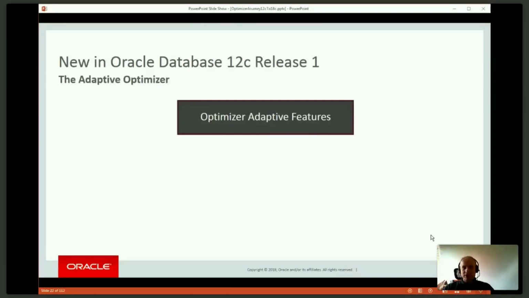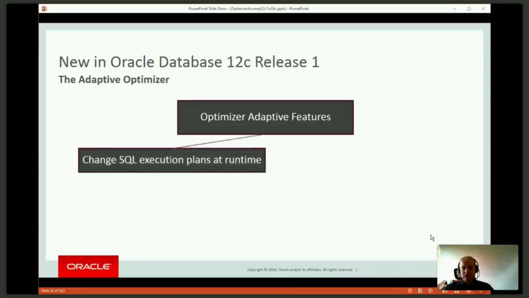So with 12C release 1, we had this umbrella feature called Optimizer Adaptive Features. And below that, it's actually split into two branches. So this is called adaptive plans. The idea behind adaptive plans is it's something that happens at runtime. So in other words, if we have a query where the best plan is estimated to be a hash join, when the query starts to execute, we monitor that query. And if it is established that, in fact, a nested loop join would be better, we can actually switch the plan, adapt it at runtime from the hash plan to the nested loop plan.